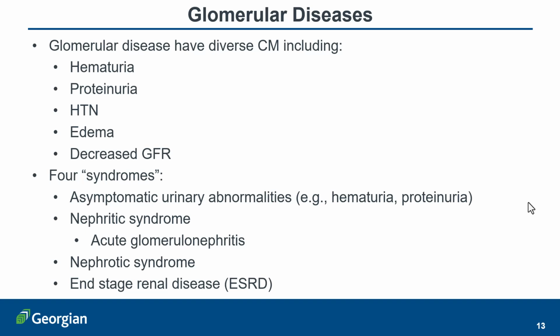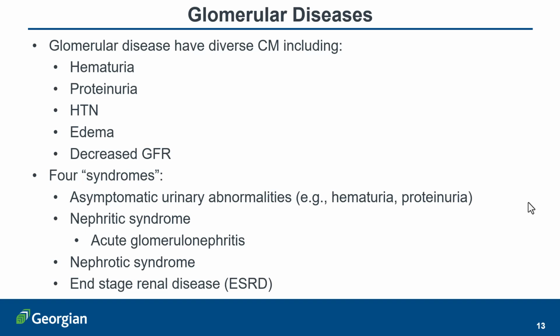acute kidney injury. So glomerular diseases have diverse clinical manifestations, including hematuria. So if you damage the glomerulus, now actual blood cells, red blood cells, can get filtered through, and that can cause hematuria. You can damage the basement membrane, resulting in proteinuria, hypertension because of the damage to the juxtaglomerular apparatus, and that all involves the renin-angiotensin-aldosterone system.